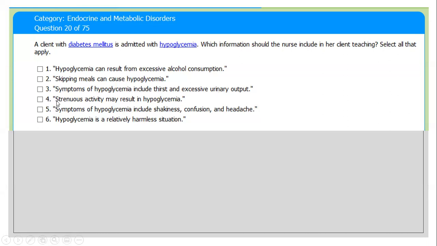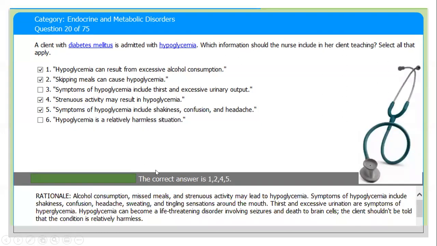Number 4, vigorous activities may result in hypoglycemia. Number 5, symptoms of hypoglycemia include shakiness, confusion, headache. And number 6, hypoglycemia is a relatively harmless situation. The correct answers are numbers 1, 2, 4, and 5. Number 1 says hypoglycemia can result from excessive alcohol consumption.